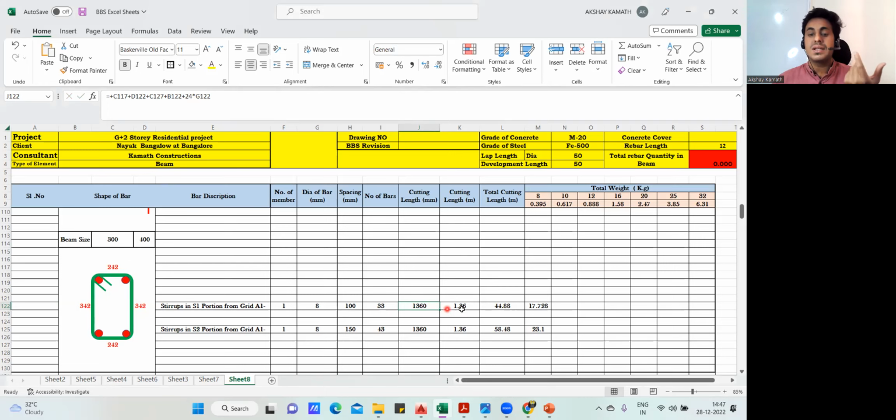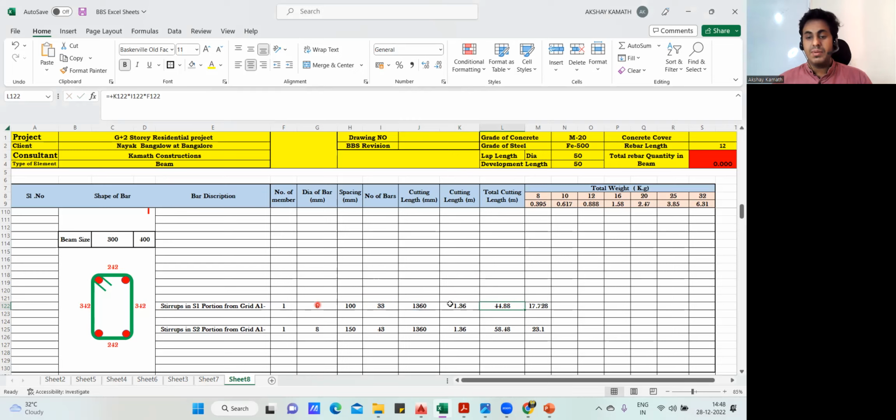So I got the total cutting length. Now I'll put this in meters. So 1360 divided by 1000 will give me 1.36 meter. The total cutting length of one stirrup multiplied by number of bar into number of member will give me the total cutting length. So that is what I have done. 1.36 into 33 into 1 will give me how much? 44.88 meter.